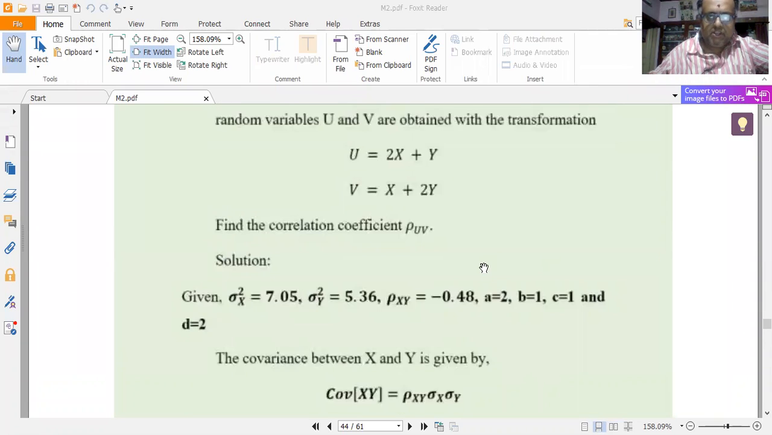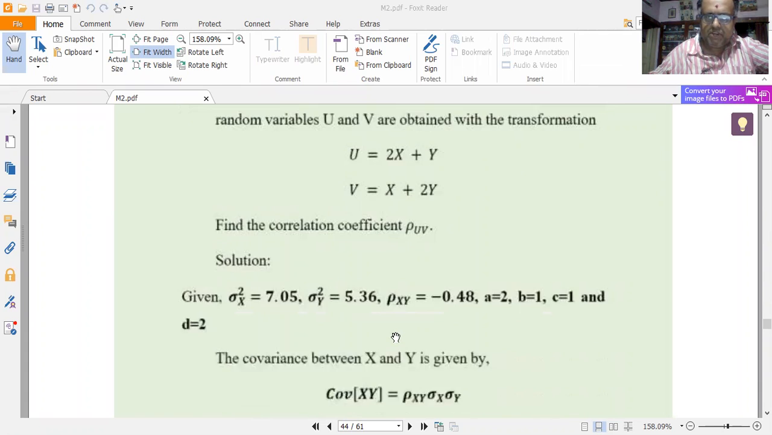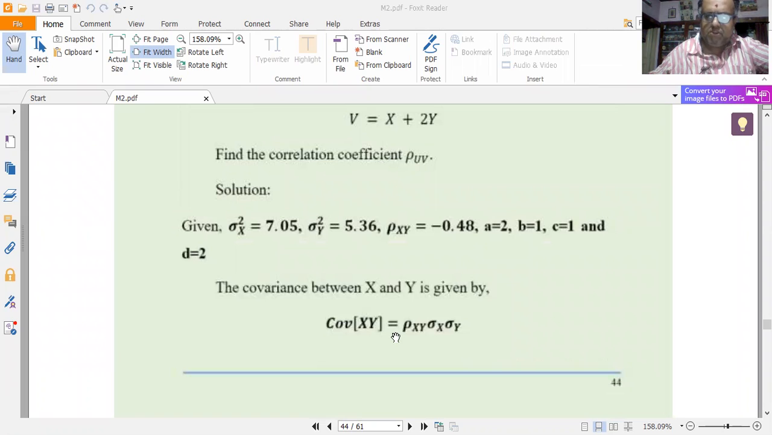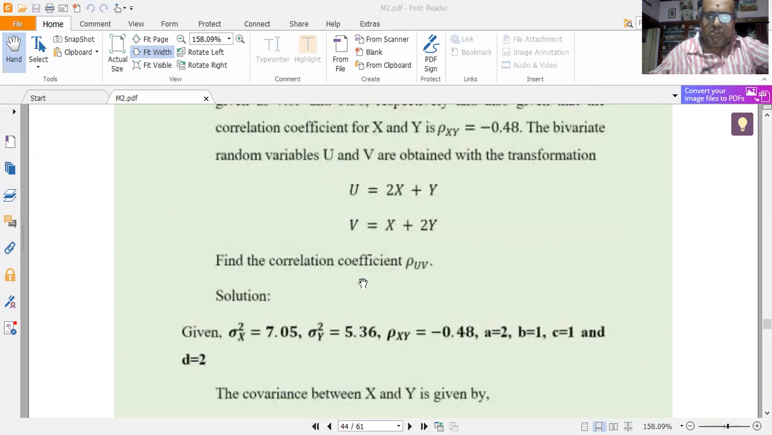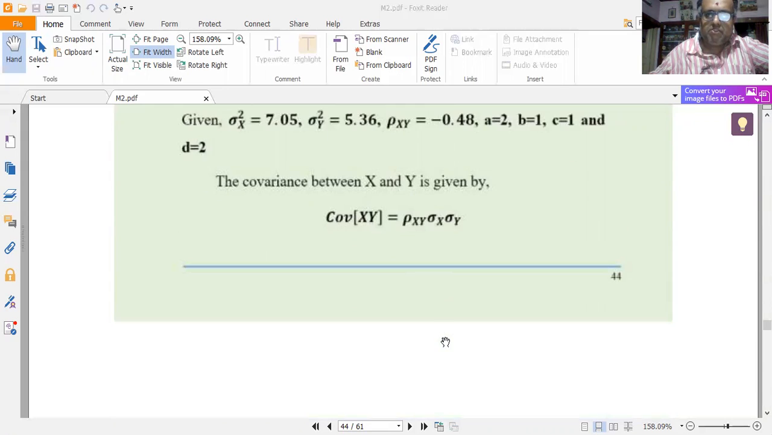Then moving on further, now write the corresponding data that has been given. The variance of x, sigma x squared, is equal to 7.05. The variance of y, sigma y squared, is equal to 5.36. The correlation coefficient between x and y is rho xy, which is equal to minus 0.48. I have just written down the data that has been given. Now I have to find the correlation coefficient rho uv. So first find the covariance between x and y, given by COV of xy, which is equal to rho xy into sigma x into sigma y.